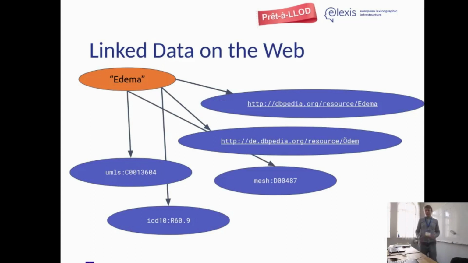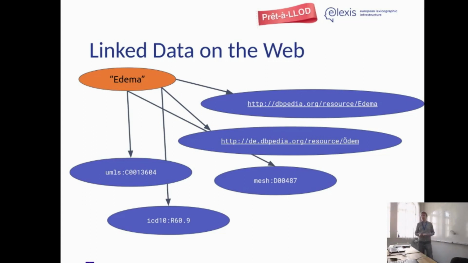So, in terms of linked data on the web, we might want to define, say, a particular concept. Let's take this concept that I always seem to use, which is edema. Edema is a medical concept. It's a kind of swelling, trapped water under the skin. And of course, being semantic web people, we've defined some URLs for this. So it's in DBpedia. We even have a German version of DBpedia based on the German dictionary. So the German concept here is Ödem.